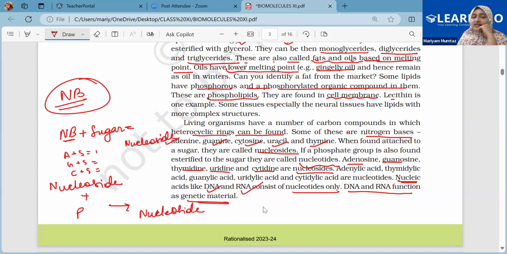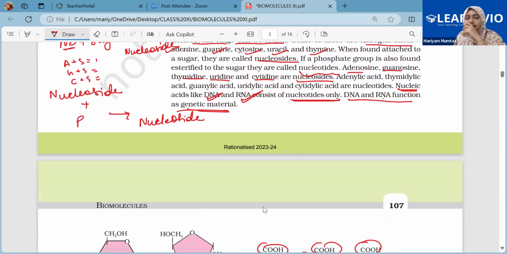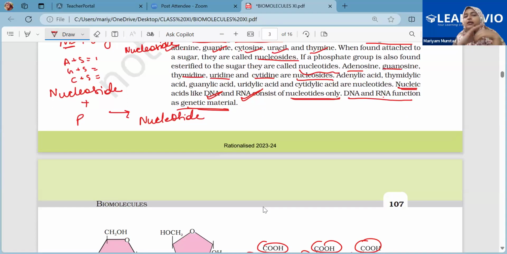Nucleic acids such as DNA and RNA consist of nucleotides only. DNA and RNA function as genetic material. Now we know that deoxyribonucleic acid and ribonucleic acid, both of them are the genetic material, right? So they are the genetic material, and remember that the nucleic acids are polymers of nucleotides, meaning they are made up of several nucleotides.